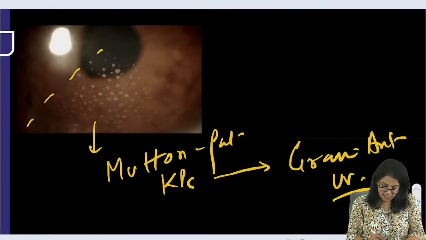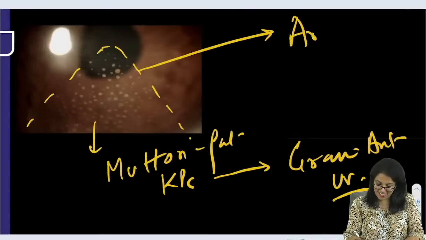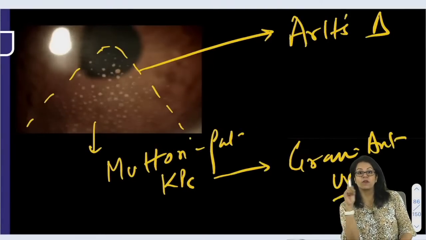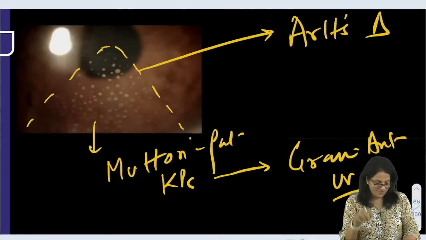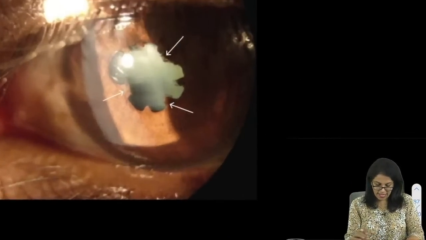What is that imaginary triangular area where the KPs are maximum? This is what we call Arlt's triangle. Right? Where did you read Arlt's line? Trachoma. Remember, there are two such terms: one is Arlt's triangle and one is Arlt's line. Very good. We come to the next one, and what are you looking at here?